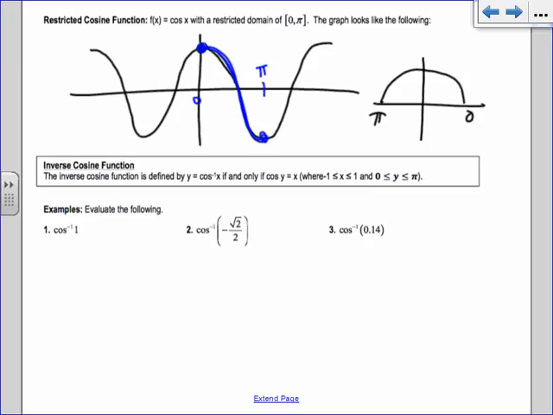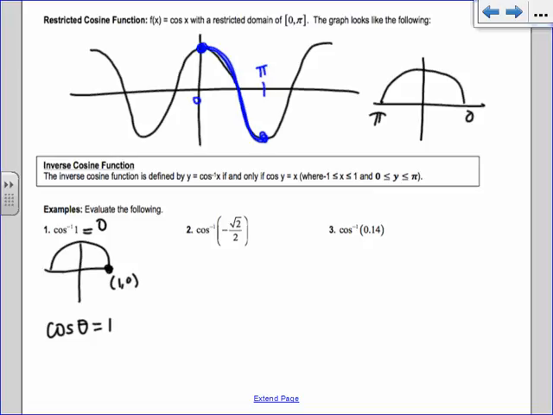So when I say inverse cosine of 1, I'm saying on the top half of the unit circle, where do I get a cosine value of 1? It would be right there. If you need to write it out, think of cosine of some angle equals 1. Where is cosine equal to 1? At 0, right? So it would be equal to 0.